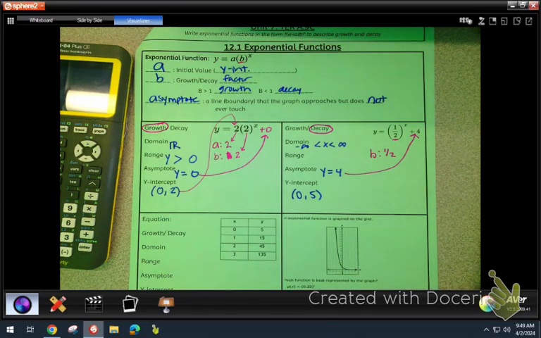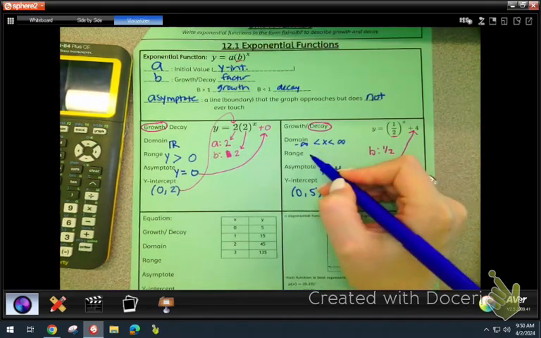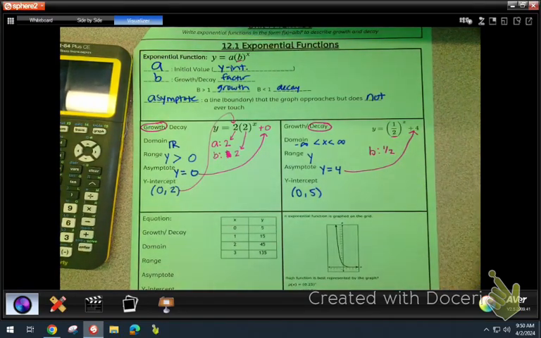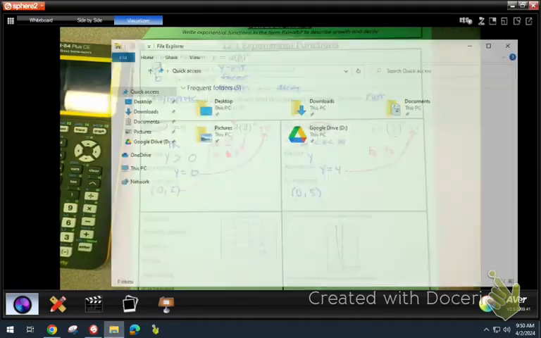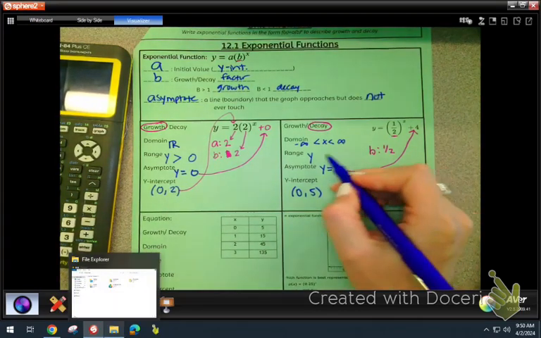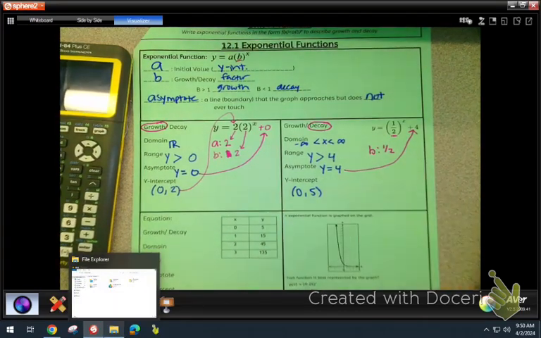Even though this graph is decaying, what is our range still going to be? How do I start it? Range has to do with y. Greater than? Is it above or below? Above 4? Yes, it is. And 4 is our HA. Very good, Stephen.